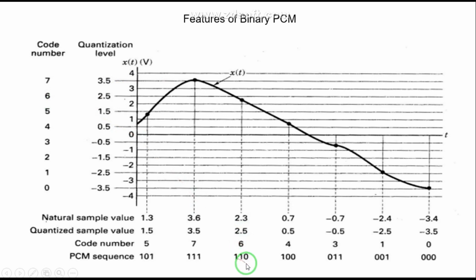What is the binary equivalent of 6? It is 110. Similarly, you can see here the natural sample point is 0.7, which is nearer to the quantization level 0.5, so it has been assigned code word 4. And the binary equivalent of 4 is 100. Similarly, we have done this for the other natural points also.